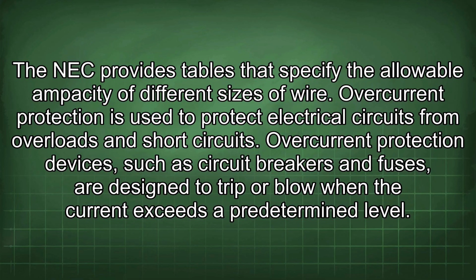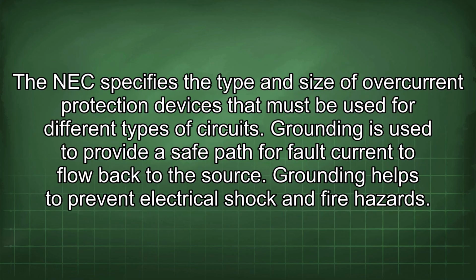Overcurrent protection is used to protect electrical circuits from overloads and short circuits. Overcurrent protection devices, such as circuit breakers and fuses, are designed to trip or blow when the current exceeds a predetermined level. The NEC specifies the type and size of overcurrent protection devices that must be used for different types of circuits. Grounding is used to provide a safe path for fault current to flow back to the source.